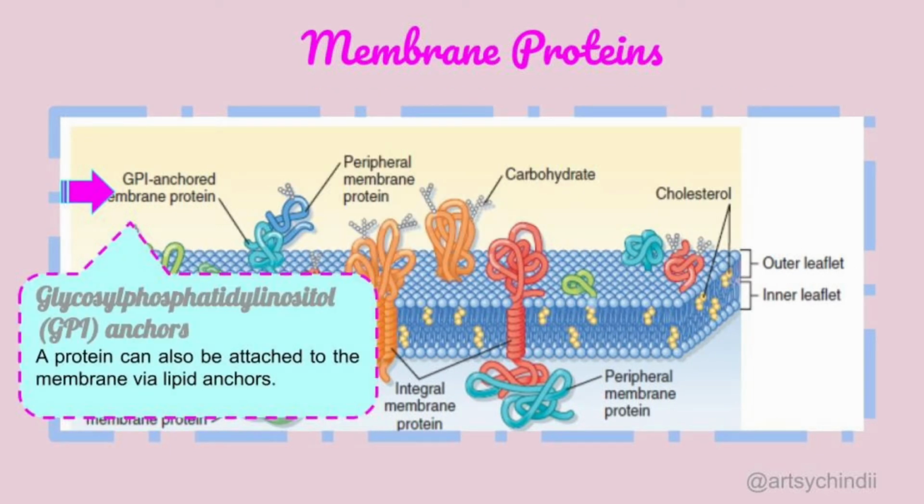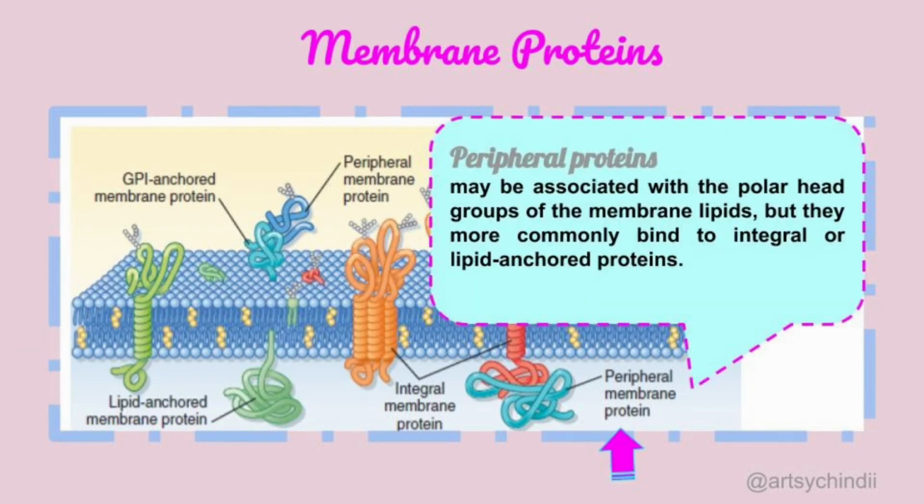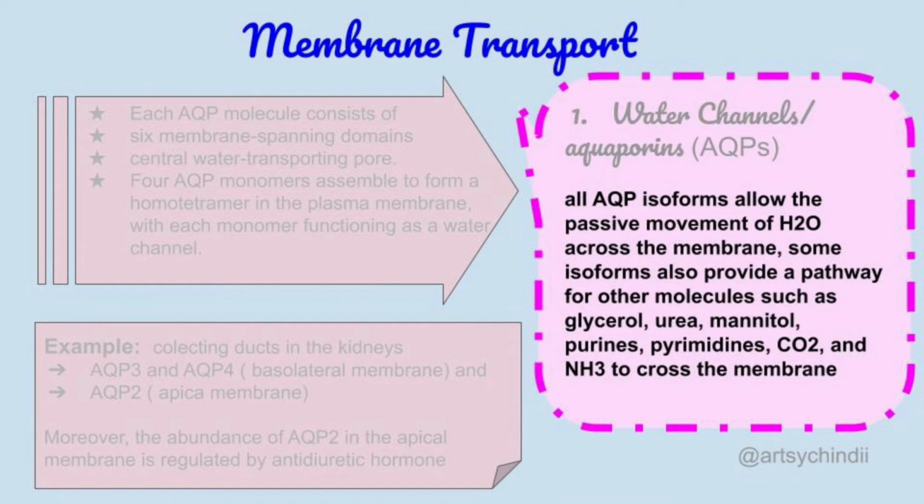Glycosyl phosphatidylinositol, or GPI, anchors proteins to the outer leaflet of the membrane. Peripheral proteins may be associated with the polar head groups of the membrane lipids, but they more commonly bind to the integral or the lipid-anchored proteins. Another cellular function of the cell membrane is membrane transport.